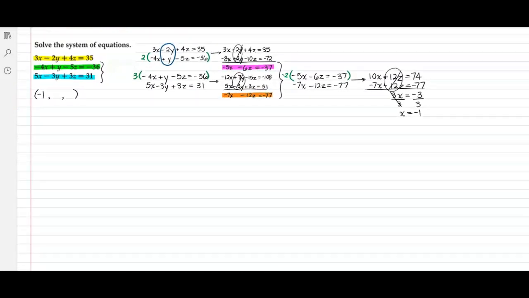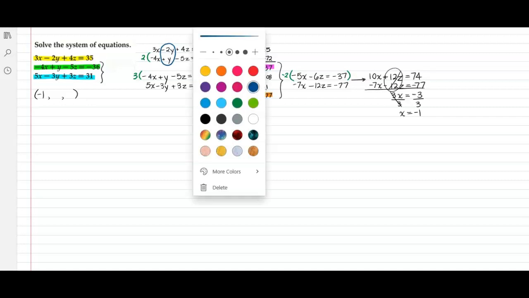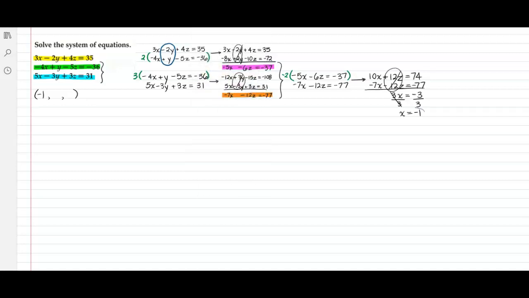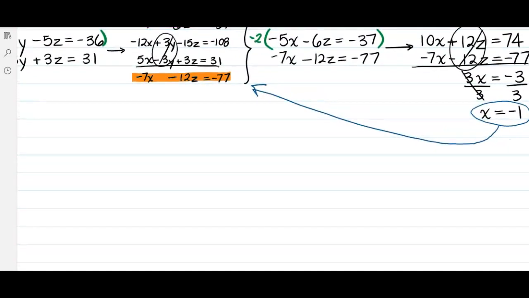From here, we're going to just go backwards. We're going to start with this x equals negative 1. And we're going to come back to either the pink or the orange equation and substitute. Since the orange equation is on the bottom here, I'm just going to do that one. I'm going to put a negative 1 for x and solve for z. Gives me 7 minus 12z is negative 77.